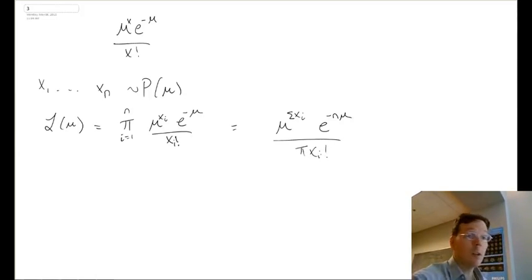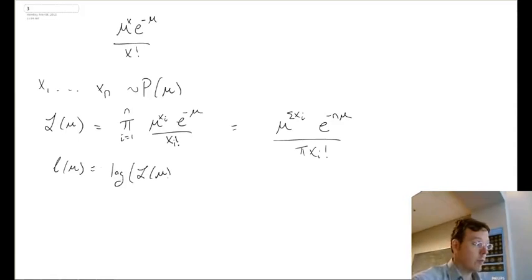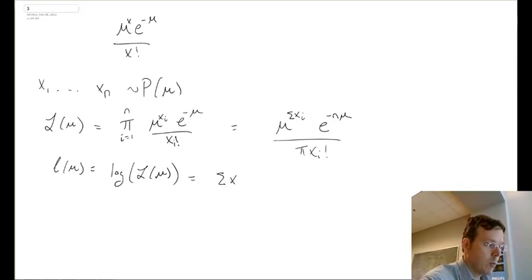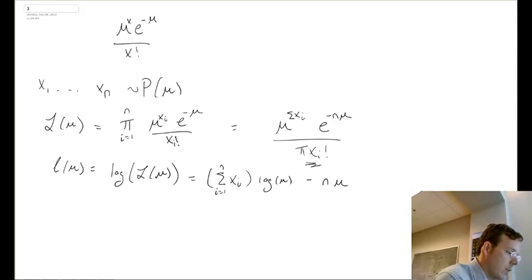So if we were to take the log likelihood, l of mu, equal to the log, and whenever I write log, I always mean natural logarithm. The log likelihood for the Poisson mass function, we have summation xi, i equals 1 to n, times log mu, minus n mu. And then we have other stuff, but it doesn't matter as far as the likelihood is concerned because that part doesn't contain any parameters.